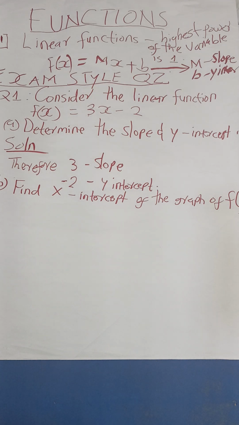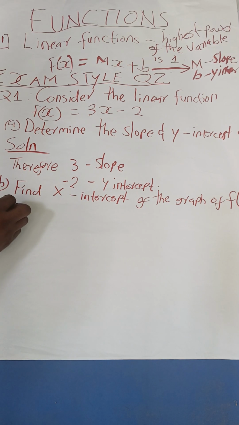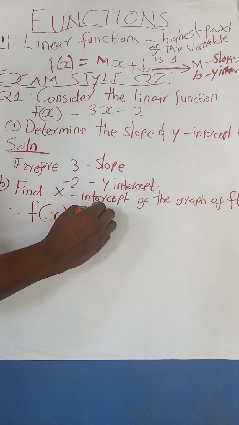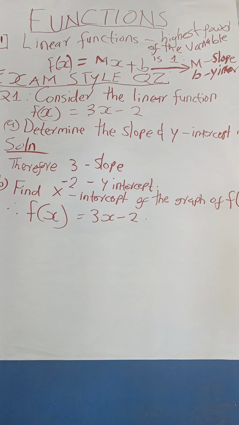and you already have been given the graph of f(x), what you'll do is set f(x) to 0. And we know very well that f(x) in this question is 3x minus 2. So to find the x-intercept in this case, we set f(x) to 0 and solve for x.